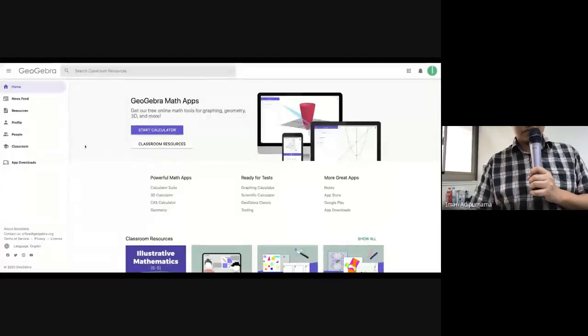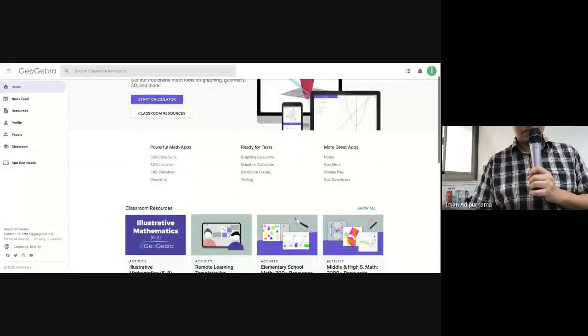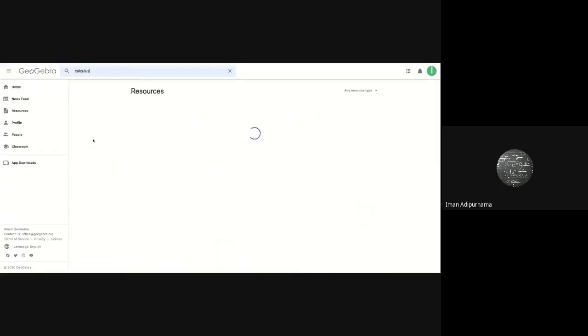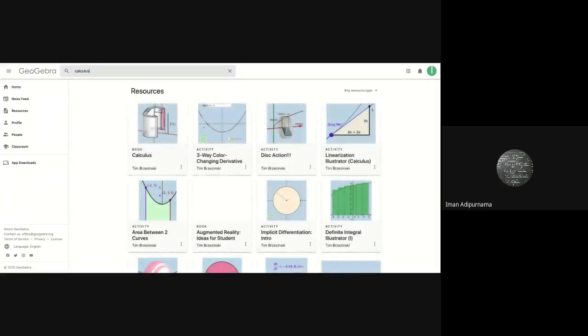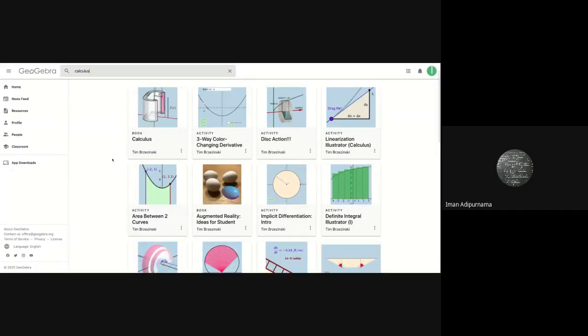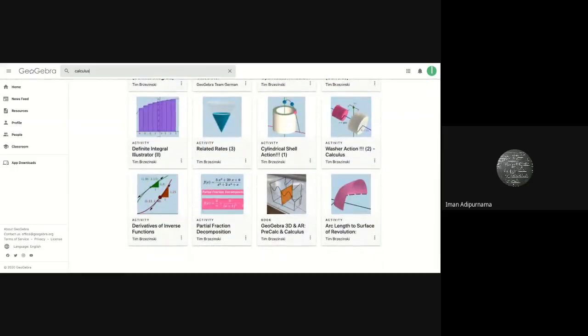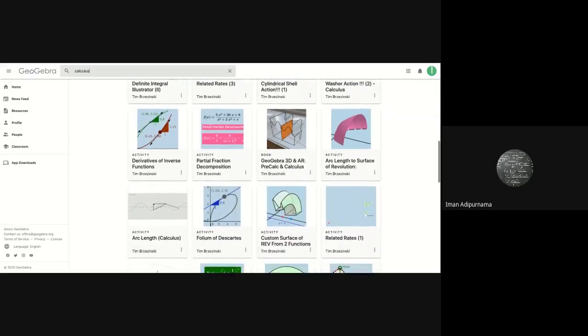So if you see GeoGebra as a website, you can check classroom resources. Let's just say calculus. Okay, see if they have some resources about calculus. So they have some resources about calculus like this one. We can see some examples, depending on which topics you want to read.